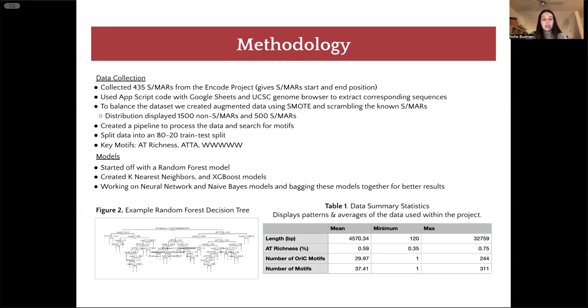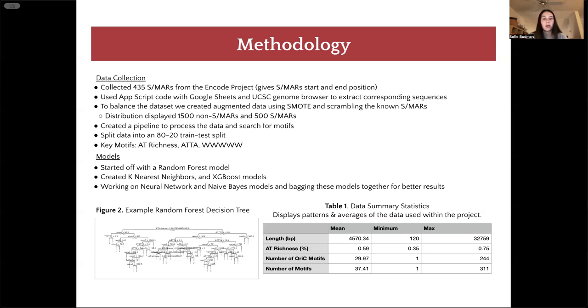This produced a final distribution of around 1,500 non-SMARs and around 500 SMARs. A custom pipeline was then built to process the sequence and search for biologically important motifs, such as AT richness, ATTA motif, and 6W repeats, where W is A or T. As previous literature has shown, these motifs were associated with scaffold matrix attachment regions. Finally, we split the data in an 80-20 train test ratio.